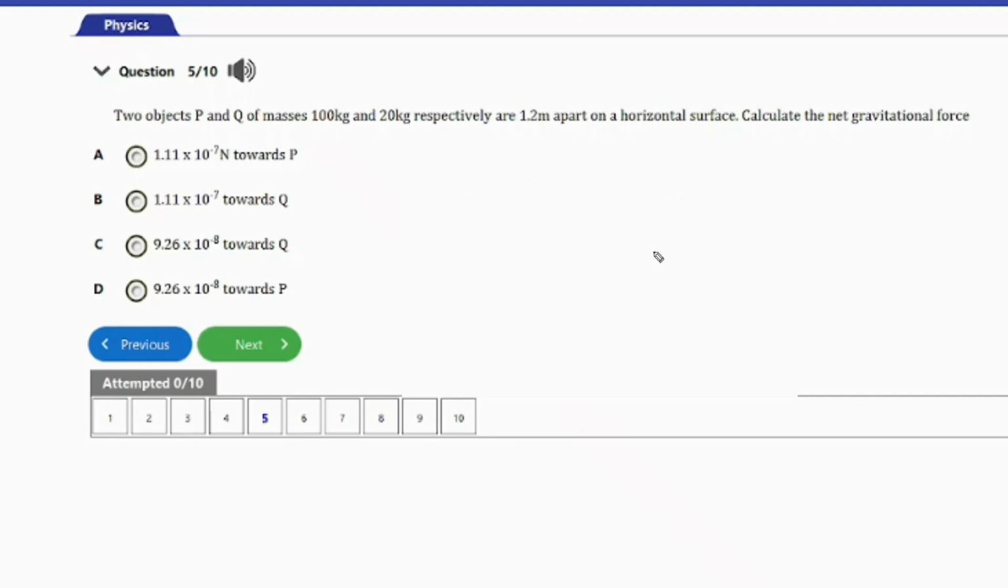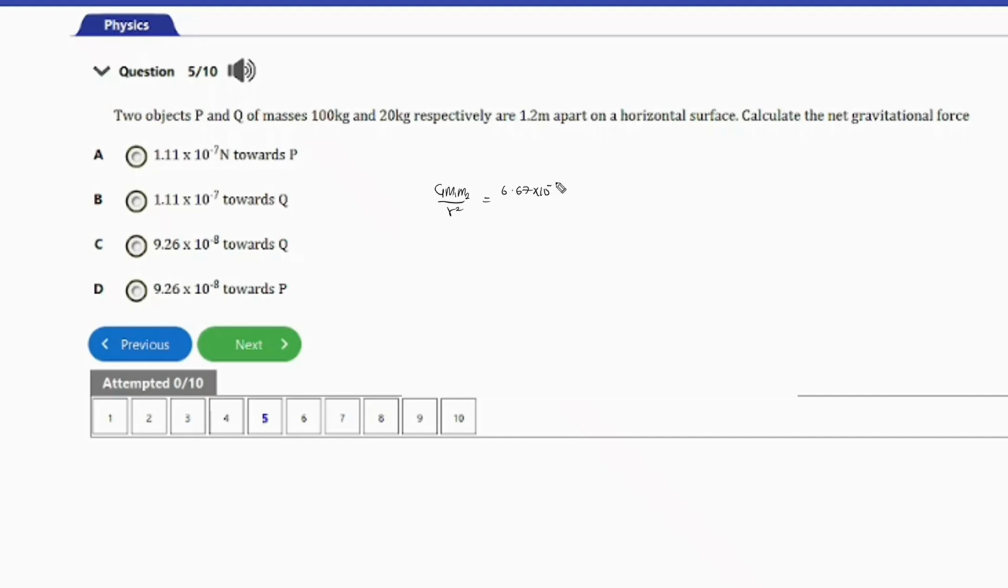Question number 5 here, it says two objects P and Q of masses 100 grams and 20 grams respectively are 1.2 meters apart on a horizontal surface. Calculate the net gravitational force. So guys, Fg here is going to be G into M1 times M2 over r squared. So m1 here is 100 kilograms. Then what's the gravitational constant?